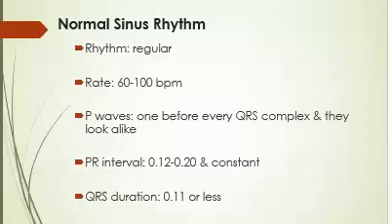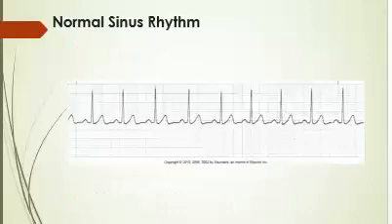So our first rhythm that we're going to discuss is normal sinus rhythm. We say that it is normal because it has a regular rhythm. The rate is between 60 and 100. There is definitely a P wave before every QRS wave, and they all look alike. The PR interval is in a normal range of 0.12 to 0.20, and it is constant. And the QRS duration is less than 0.12. That is normal sinus rhythm. Everything is at its normal baseline. This is what normal sinus rhythm looks like.